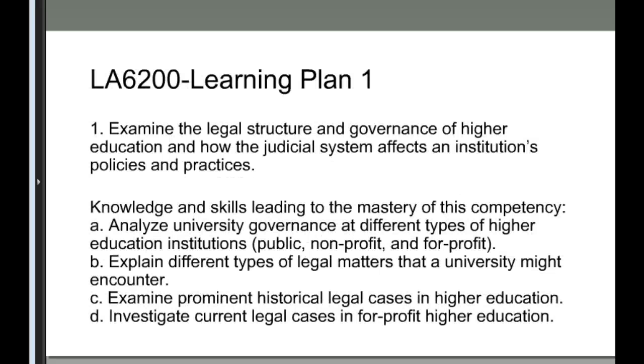We will be covering the material for the Learning Plan 1, which is examining the legal structure and governance of higher education and how the judicial system affects an institution's policies and practices. We will be looking at the different types of university governance for the different types of higher education institutions: public, nonprofit, and for-profit institutions. Also covering different types of legal matters that a university might encounter, and looking at various historic cases in higher education.